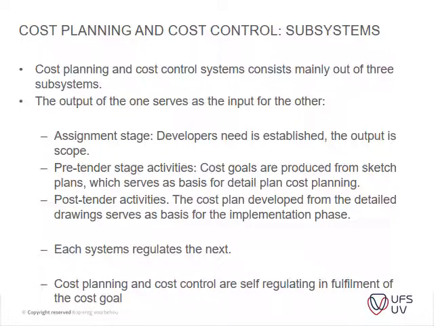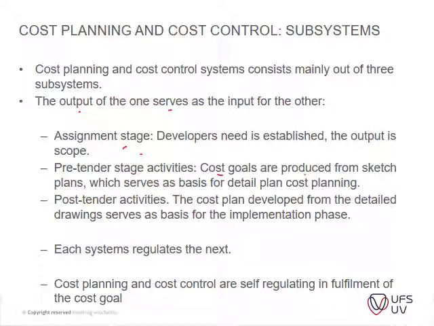Okay, cost planning, cost control subsystems. Okay, very important to go through. Cost planning, cost control systems consist mainly out of three subsystems. You've got your output of the one serves as the input of the other. So you've got your assignment stage. You establish the scope, basically. You look at the scope and you do your design and your pre-tender activities.